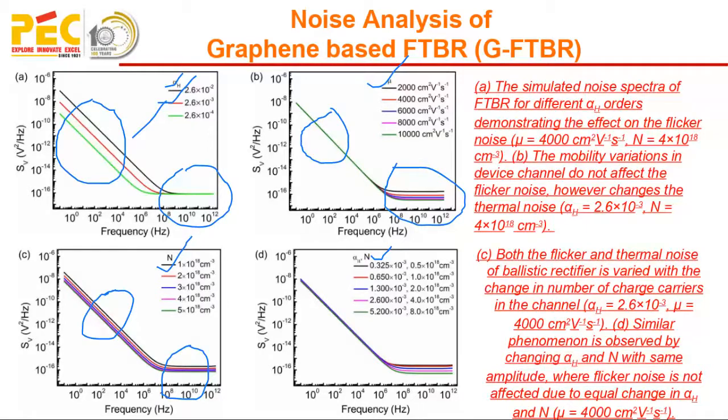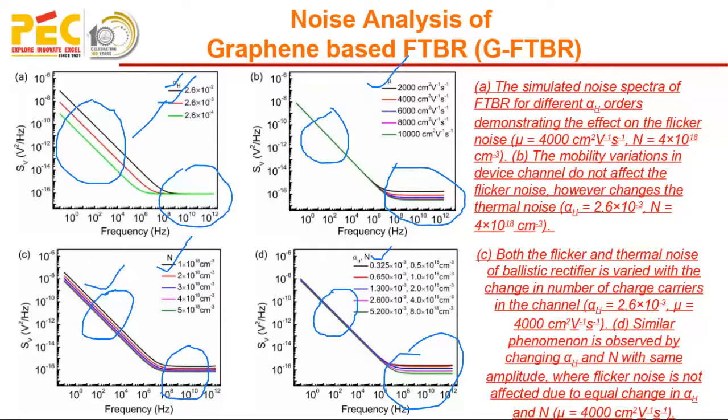So when we change alpha and n in the same proportion, there is negligible or no change in the flicker noise, but there is a change in the thermal noise due to the change in the number of charge carriers. So on the basis of this, we conclude that the noise is due to the number of charge carriers, not due to the mobility.